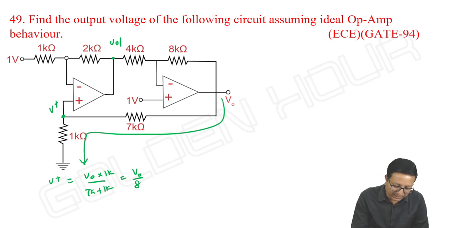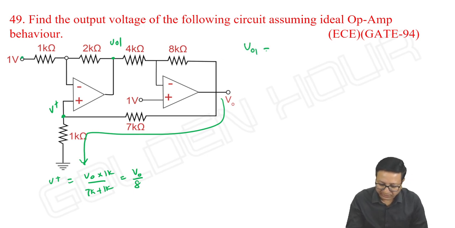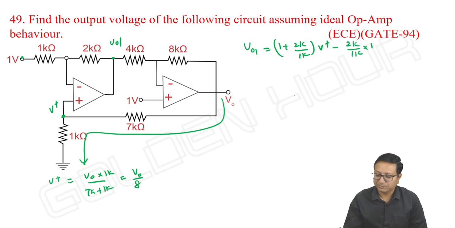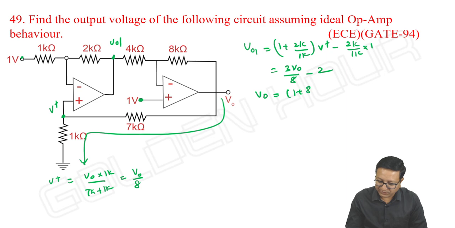Once you know the voltage here and the voltage here, how to write VO1? VO1 is equal to (1 plus 2 kilo ohm by 1k) into V plus minus 2k by 1 kilo ohm into 1 volt. It is 3V output by 8 minus 2. Keep it aside. Next, I know the voltage here and the voltage here. Then how to write V output? V output is equal to (1 plus 8k by 2k) into 1 volt minus 8k by 4k into VO1.